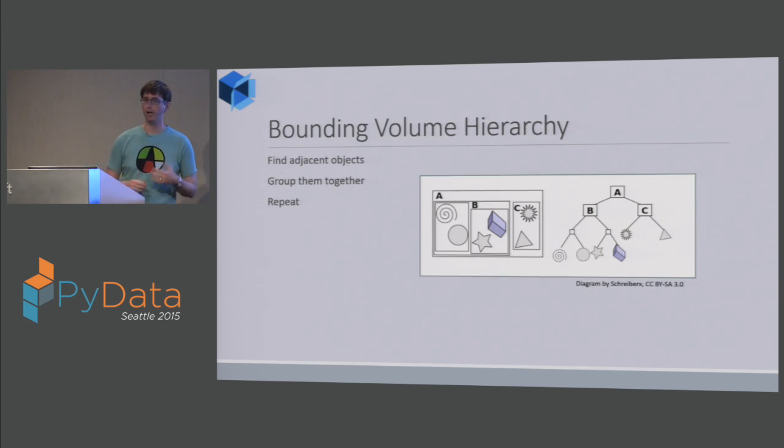Another one is bounding volume hierarchy. So in that, you basically find nearby or adjacent objects, you group them together, and then you make some kind of tree, maybe a binary tree or multi-way tree. So each of these have different characteristics.